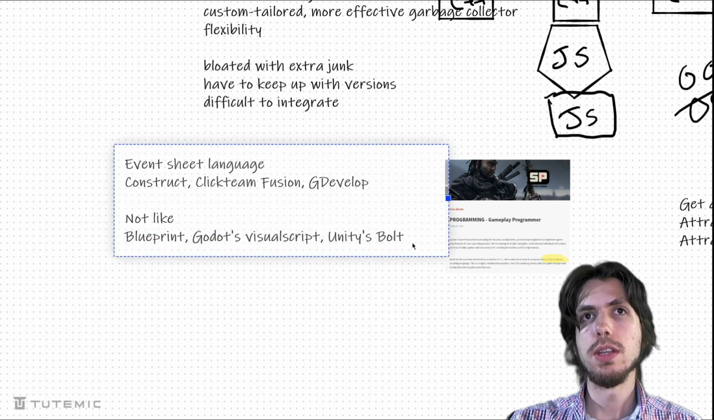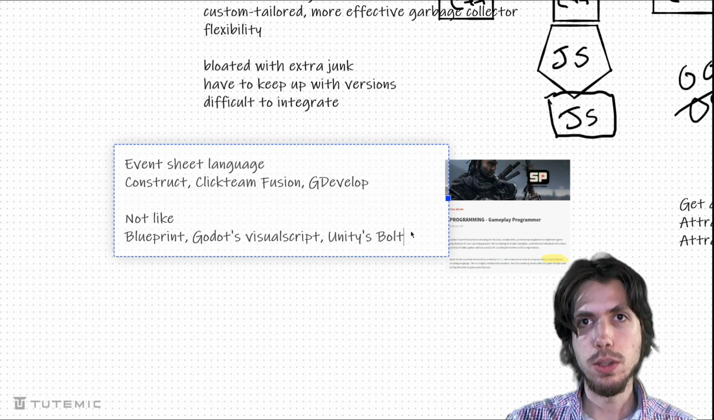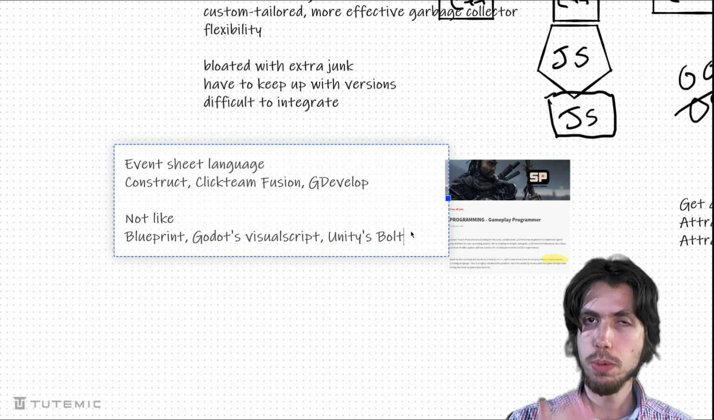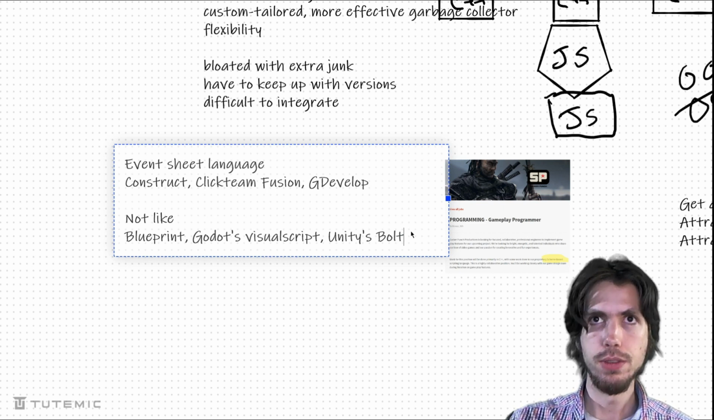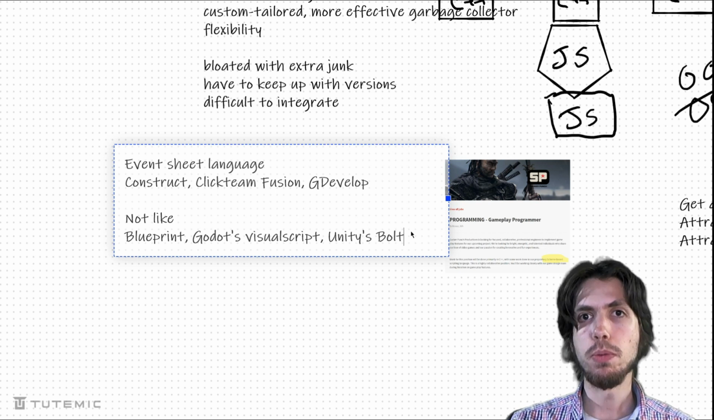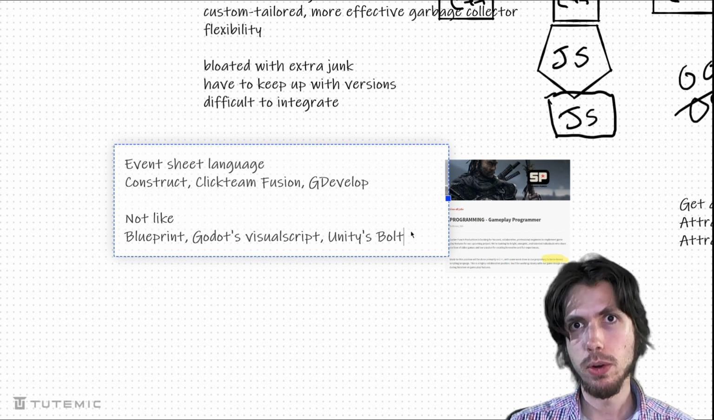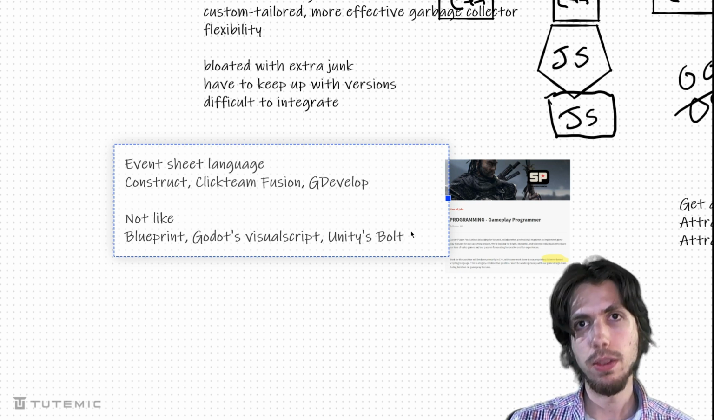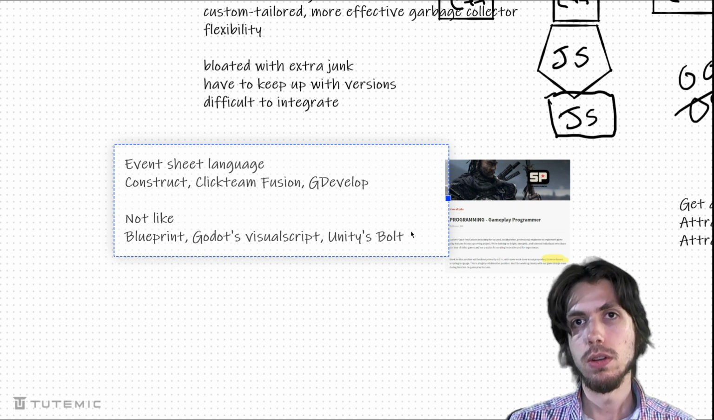Well, the clear difference is how they're formatted and how you think as a programmer. They're fundamentally different in how you think as a programmer. When you program in Godot or Visual Script or Bolt, you're programming like a game programmer using the traditional methods of game programming, whether you're using Unity or C# or GDScript or C++.